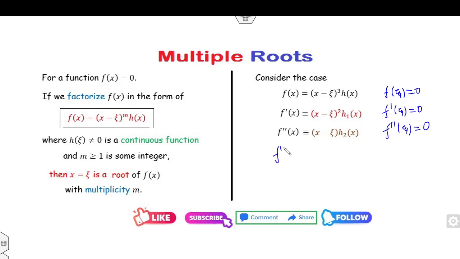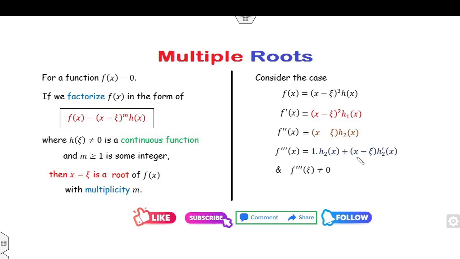Then we can find the third derivative. The third derivative will be h of 2x plus (x minus xi) h2 dash of x. Now clearly this number is non-zero because h2 of x is non-zero. So therefore x equal to xi is a root of f(x) with multiplicity 3.